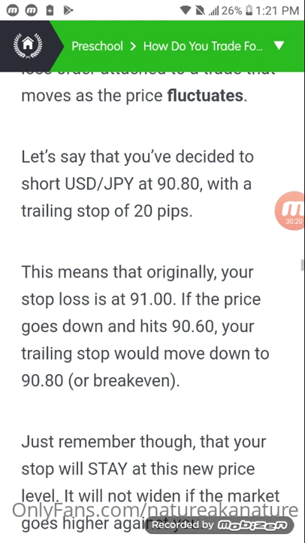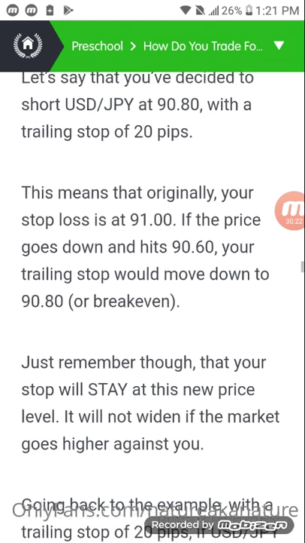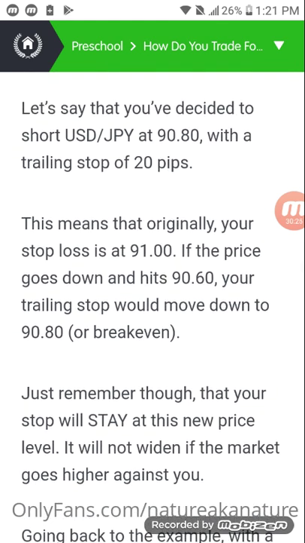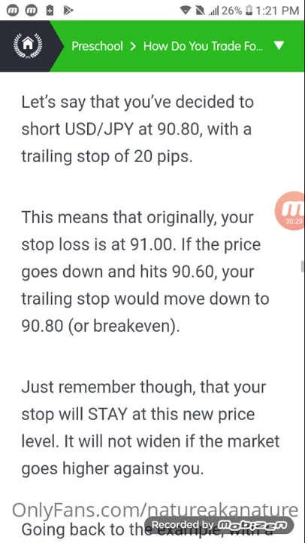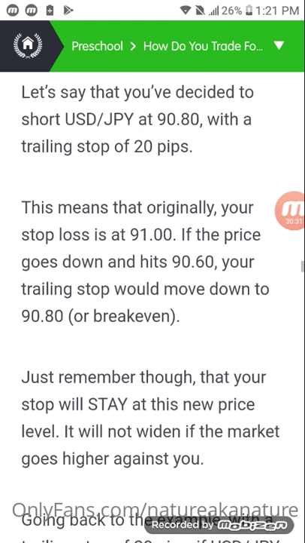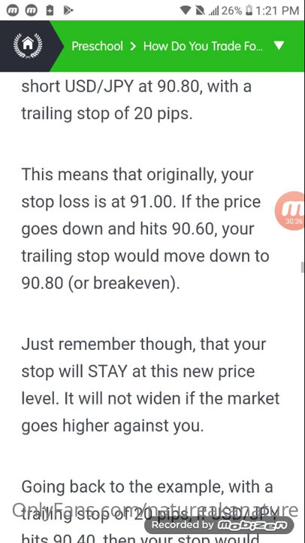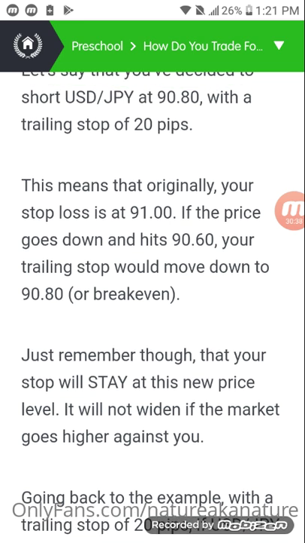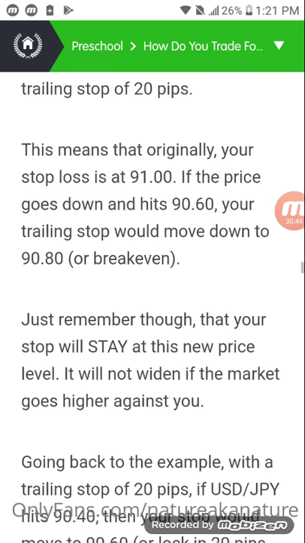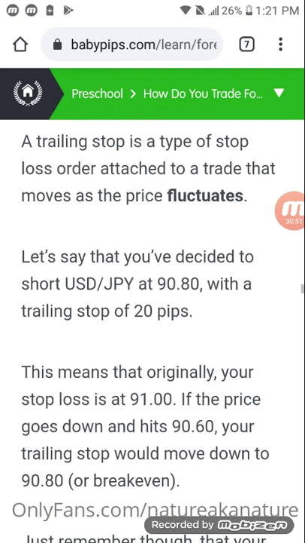20 pips. So this means that originally your stop loss is at 91.00. If the price goes down and hits 90.60, your trailing stop loss would be at break even, okay? It would move down to 90.80 if it went to 90.60, because you have a trailing stop loss of 20 pips. So 60 plus 20, that's 80. This is how trailing stop losses are used.